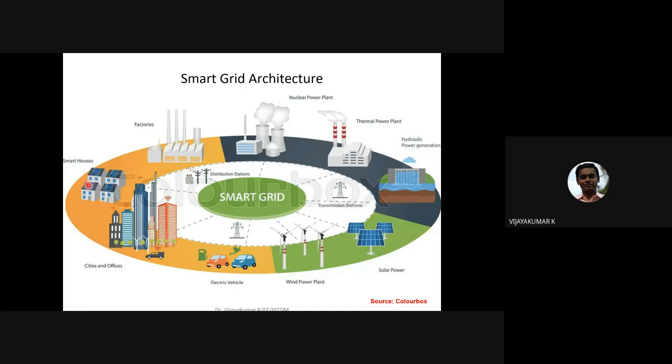Okay, another thing, when we come to the houses, for example, I'm considering the variable tariff system. In a variable tariff system, during the peak hours, your electricity price is higher. During the off-peak period, your electricity price is lower. Normally, this is the case.